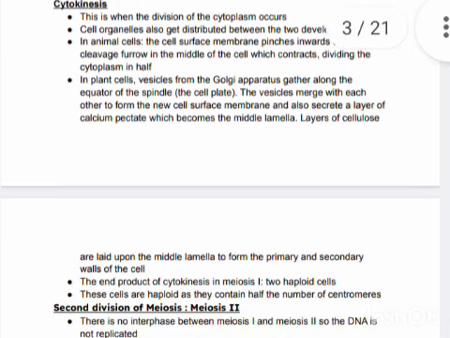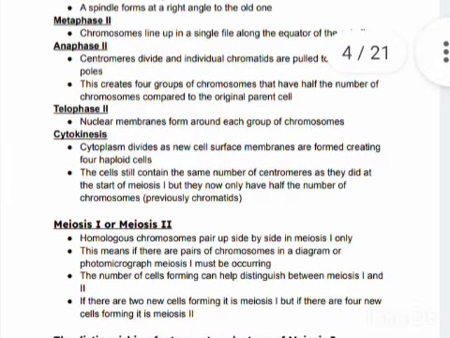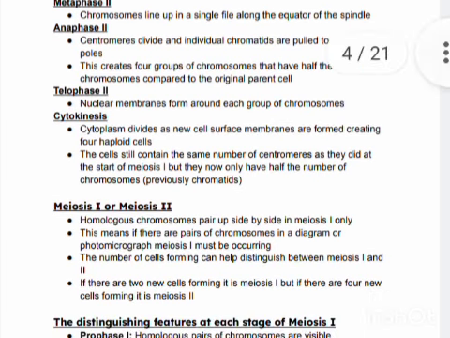Now, the end product, of course, is going to be two haploid cells, as we have been talking about, right? Now, what happens in the second division is that there's not going to be an interphase, meaning there is no DNA replication taking place. Now, in prophase 2, again, we're going to have the same idea happening, that the nuclear envelope is going to break down, the chromosomes are going to condense, and the spindle forms at a right angle to the old one, right? Okay, in metaphase 2, again, we're going to line up along the equator of the spindle.